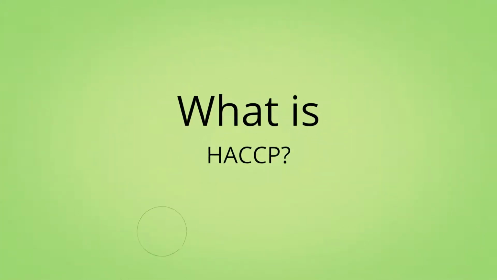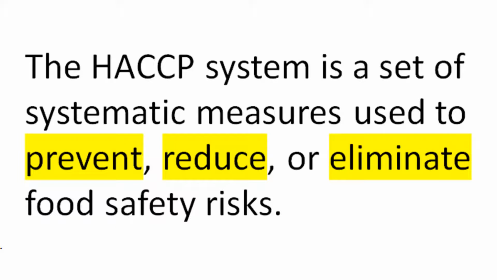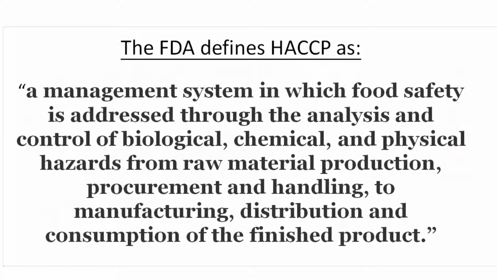What is HACCP, better known as HACCP? The HACCP system is a set of systematic measures used to prevent, reduce, or eliminate food safety risks. The FDA defines HACCP as a management system in which food safety is addressed through the analysis and control of biological, chemical, and physical hazards from raw material production, procurement and handling, to manufacturing, distribution, and consumption of the finished product.